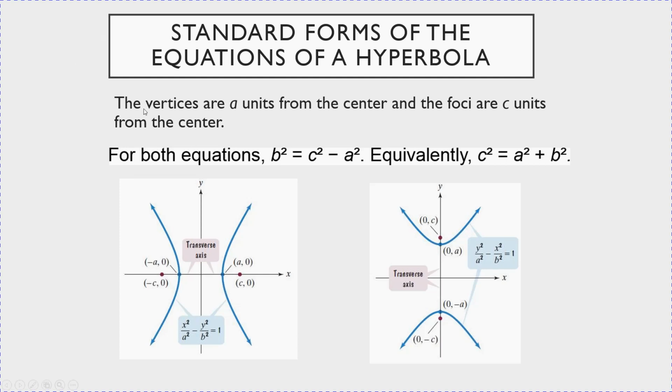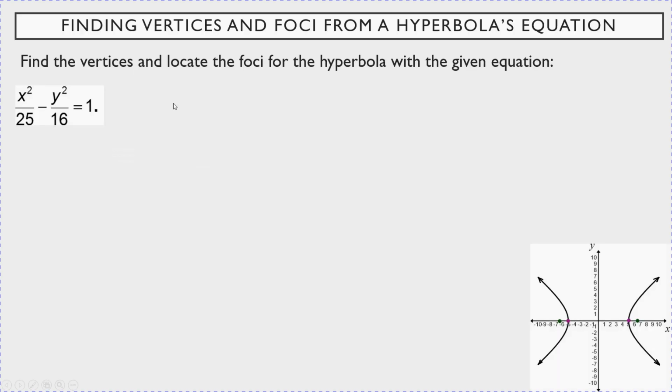All right, and so the first one here, I'm going to give you this equation, and I want to find the vertices and locate the foci for the hyperbola with this given equation. And you can see here I have the graph, so you can kind of see it already. You can literally look at it and see what the vertices are. But notice that 25 and 16 are perfect squares. So I'm going to rewrite as the following.